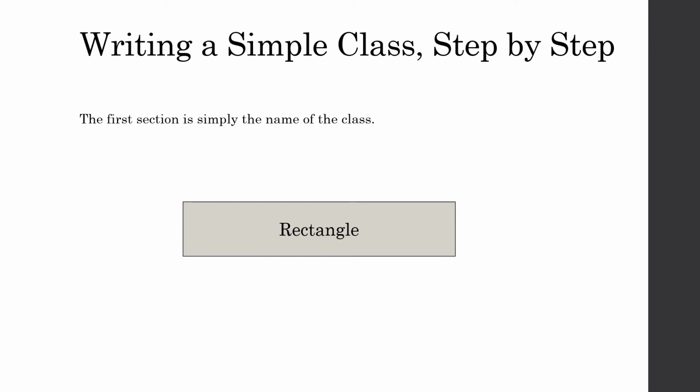So the first one is pretty straightforward. It's simply going to be the name of the class. At the very top of one of these boxes in your diagram, we're just going to list which class that particular box is meant to represent. In this case, we've put in the Rectangle class.